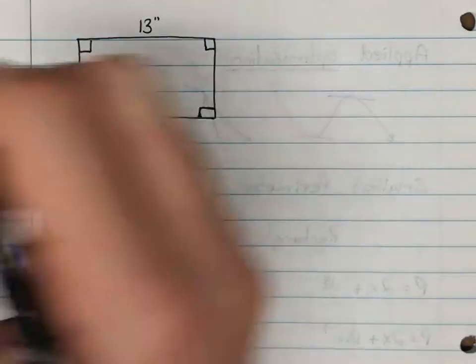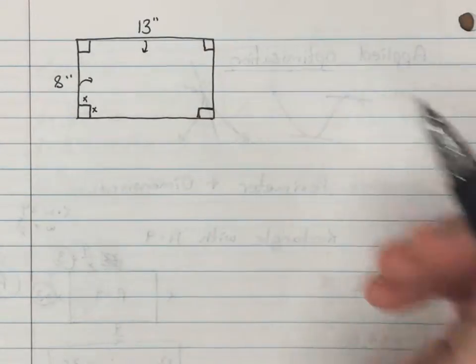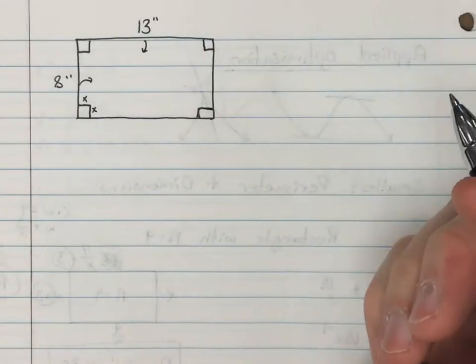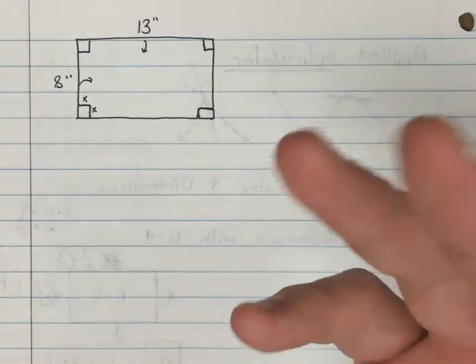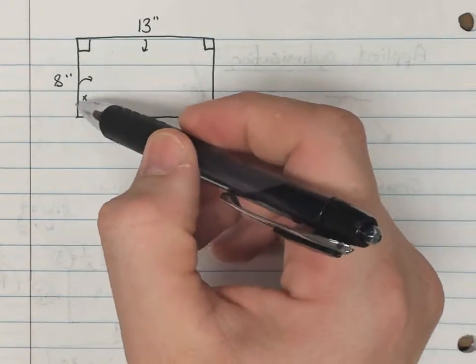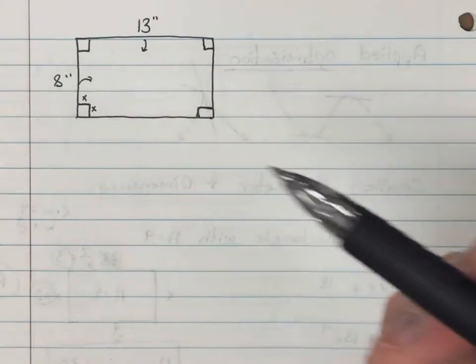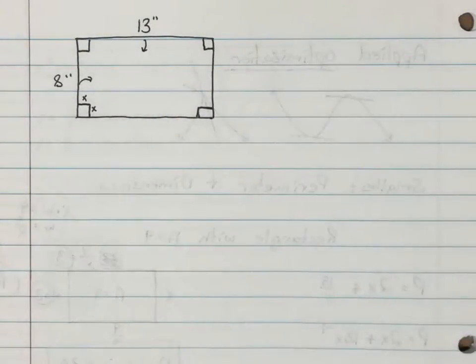Once we cut these off, we're going to fold this up, we're going to fold this up, all the way around. It's going to form a box, a rectangular prism. And we want to know how big of corners should we cut out to where when we fold this box up, we get the biggest box possible.